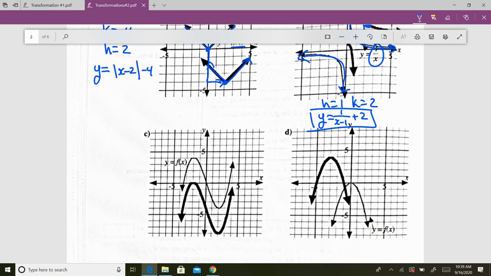All right, 2 more examples, and we're done. C, what have we done? Thin one, to this one. What have we done? Just went down 4. There's no right or left shift. So k is negative 4. They just tell us the function is f of x. So we're just going to write f of x minus 4. They don't actually give us a specific function. And D.